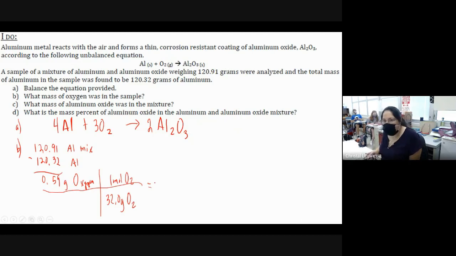So 0.59 divided by 32, I get 0.018. How many sig figs? 5 sig figs. Wow. 4. So that's 3.38. And that's moles of oxygen.